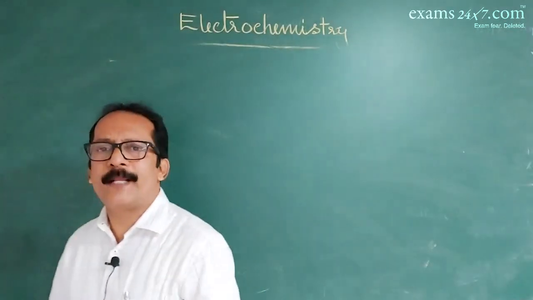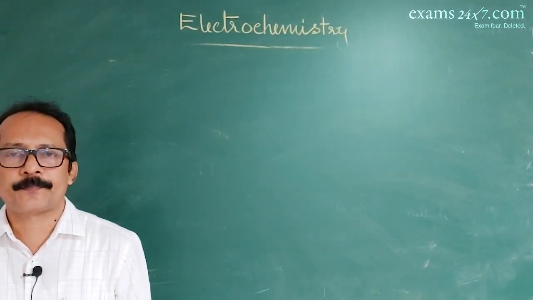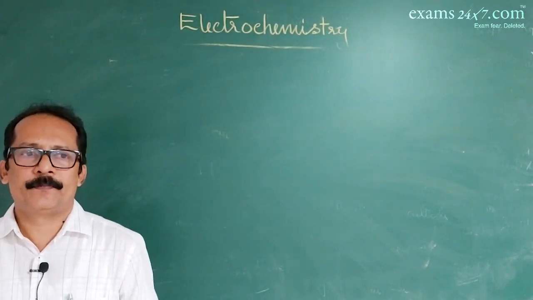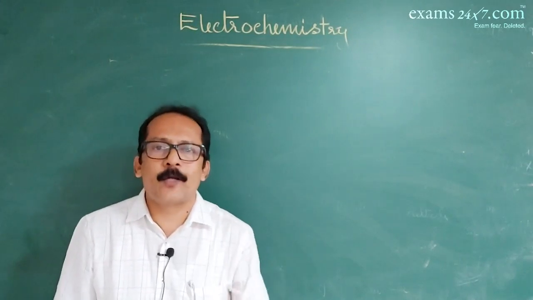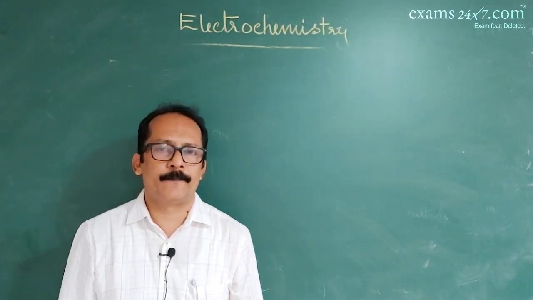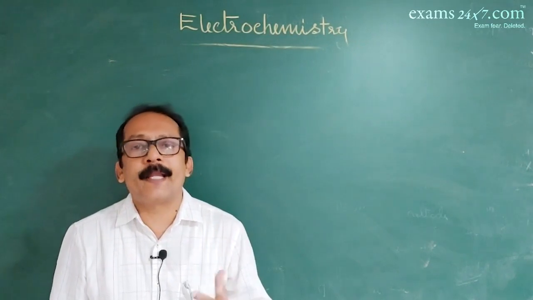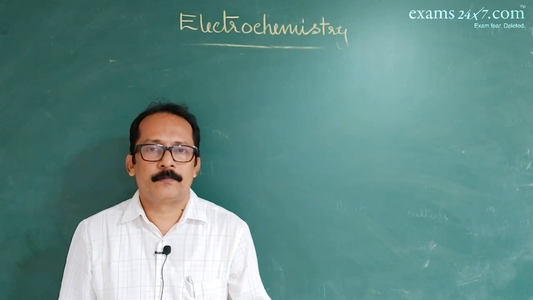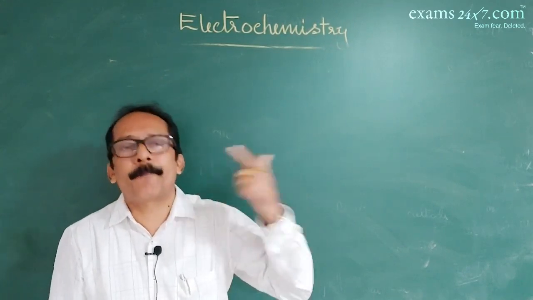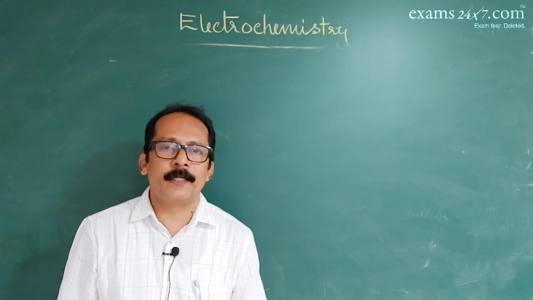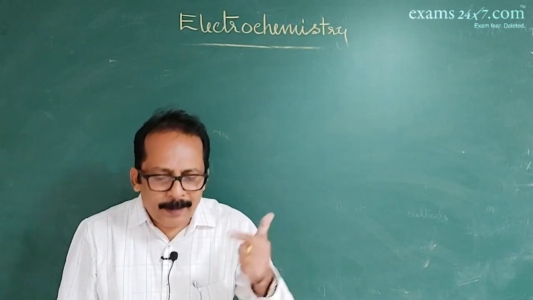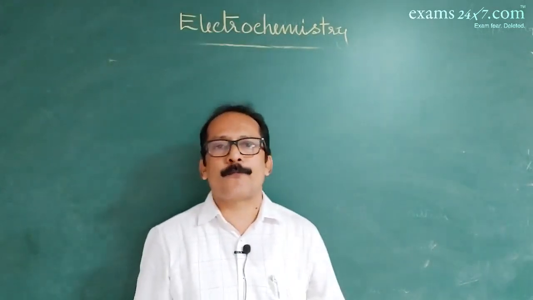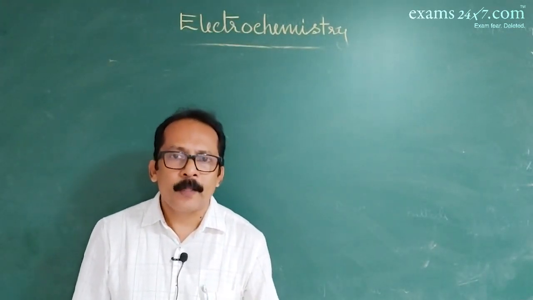Now, what are the applications of the electrochemical series? According to this arrangement, the metals placed below hydrogen have negative reduction potential. They are more reactive than the metals placed above hydrogen in the electrochemical series. And metals placed below hydrogen can displace hydrogen from water or dilute acid.